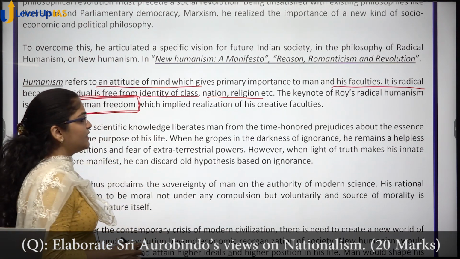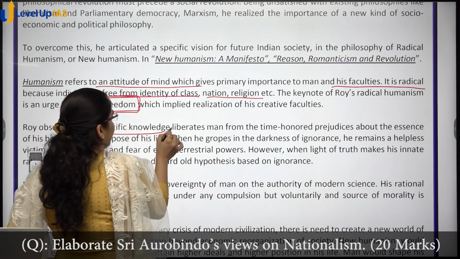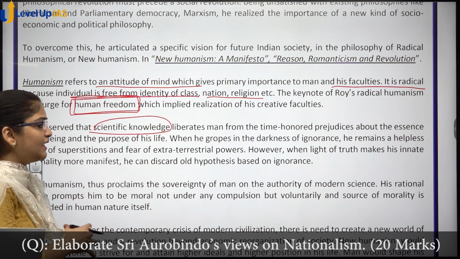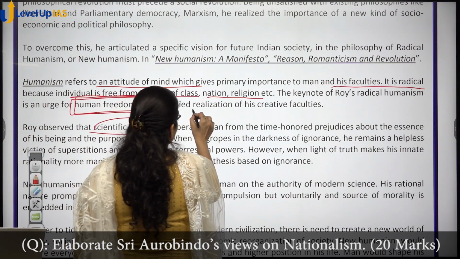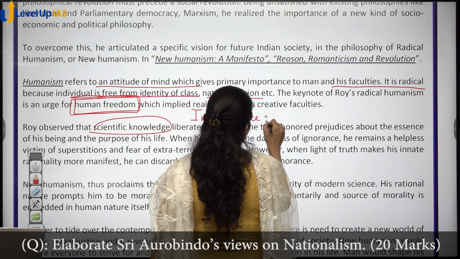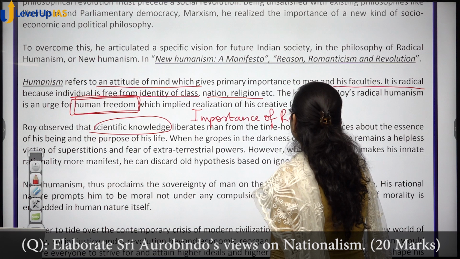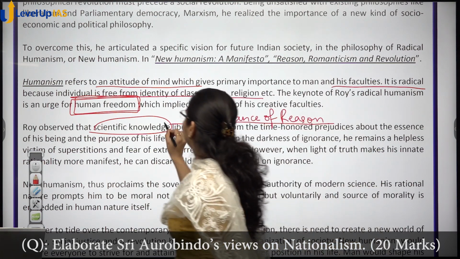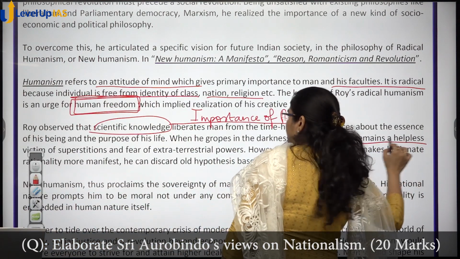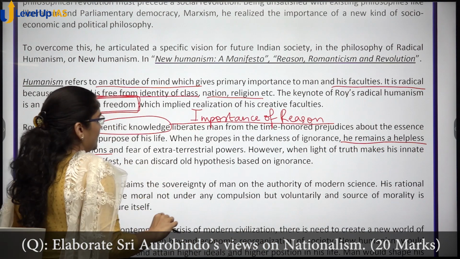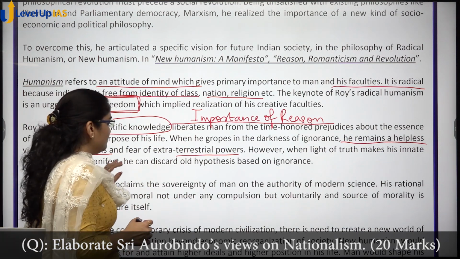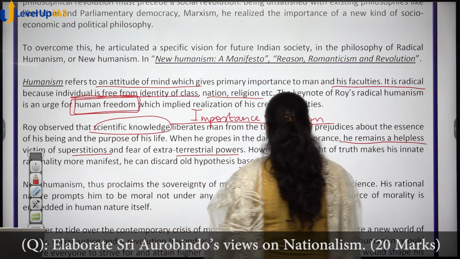Now, Roy observed that scientific knowledge liberates man from time-honored prejudices about the essence of being and the purpose of his life. So that's why he moves on to emphasizing the importance of reason. We should not be guided by any kind of prevalent prejudices. Otherwise he gropes in the darkness of ignorance. He remains a helpless victim of superstitions and fear of extraterrestrial powers. However, when the light of truth makes his innate rationality more manifest, he can discard hypotheses based on ignorance.